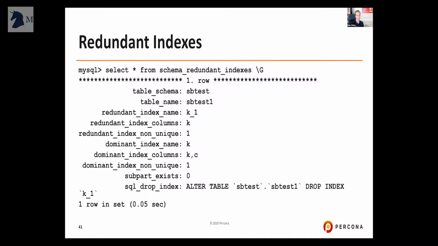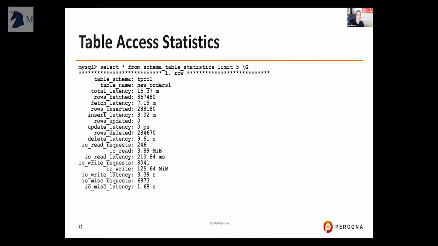The Sys Schema also has some pretty cool tools, which you may also have seen in Percona Toolkit before. For example, finding redundant indexes. You can now do that directly from the database, and it not only shows you which indexes duplicate which, but you can also see the command here, which you can use to drop the index, right here.